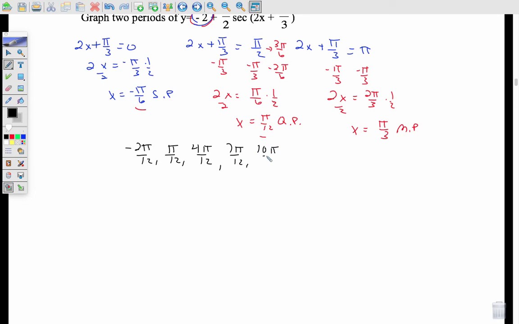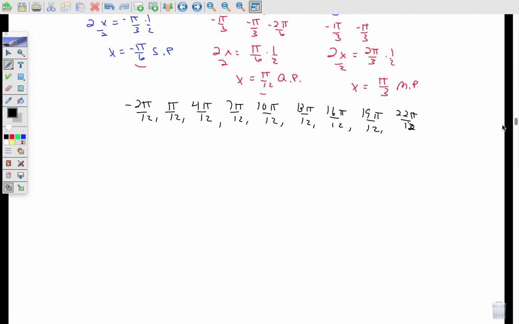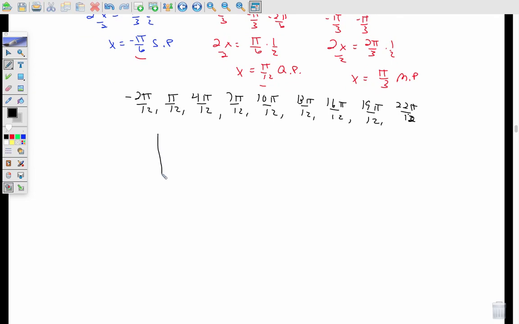Now we can see we're adding 3 to each of our numerators, so we're going to graph or just add to get our next several points. And since I want 2 periods up here, I'm going to go ahead and list all 9 points right off the bat, simply by adding 3 to my numerator. 1, 2, 3, 4, 5, 6, 7, 8, 9. So I have 9 critical points, which is what I need for my 2 periods worth.